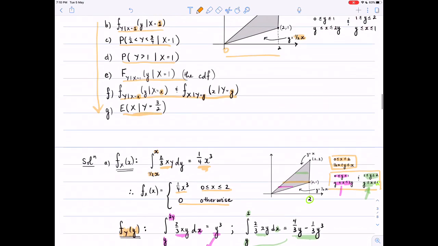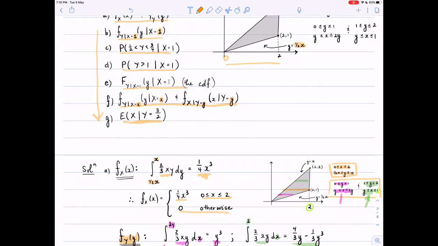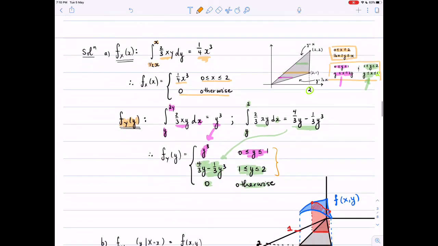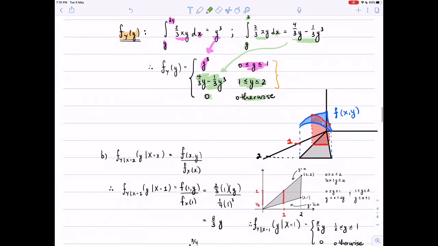Now the second part, part B, we're asked to find the conditional distribution. We're asked to find the density of y given x equals 1. So if we apply the definition of the continuous conditional density f sub y given x equals x of little y given x equals x, this is the definition: it's the density divided by the marginal.